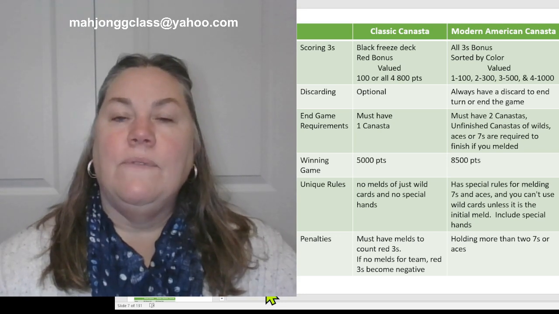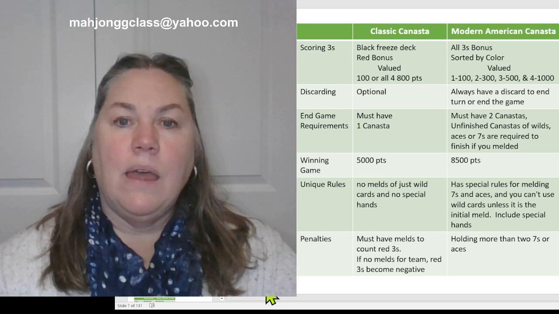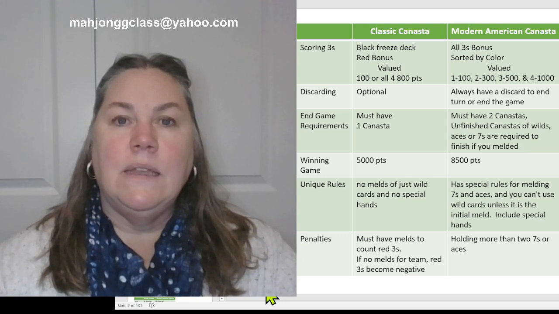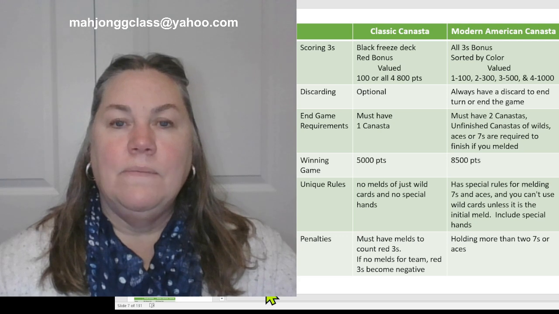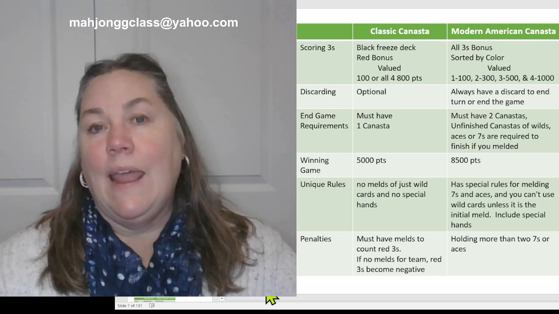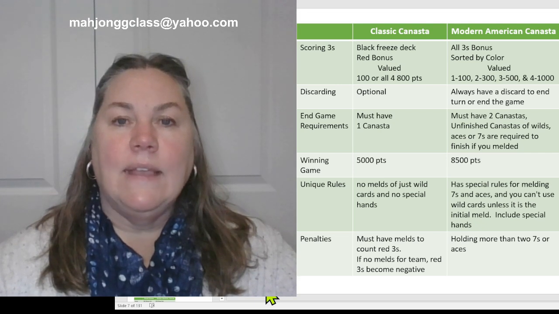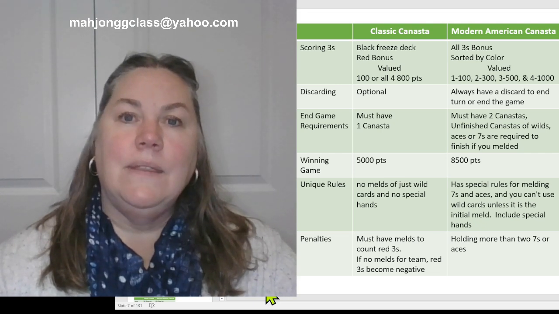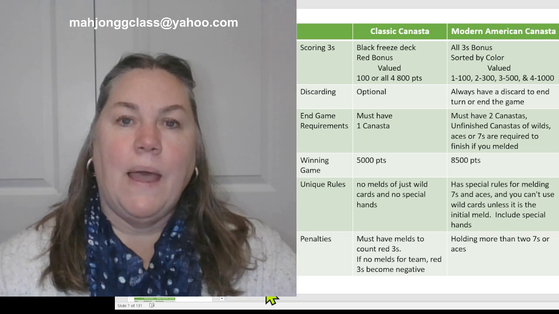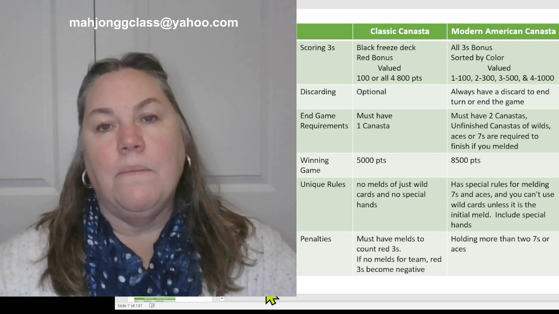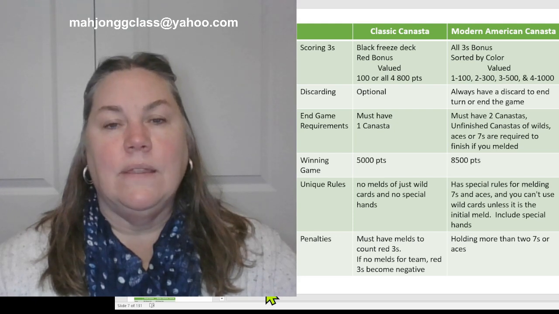Obviously, in scoring, if you have no canastas in Modern American Canasta, everything in your hand, everything melded, your threes will be negative. Please be sure to get 1 canasta so that you can count your melds, your canasta, and your threes become negated. They're not minus or positive. If you get 2 canastas, those threes will become positive, as well as all the points on the table you melded and the canastas.